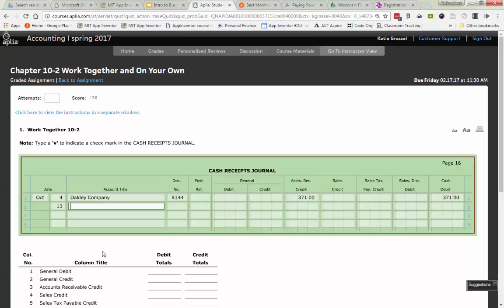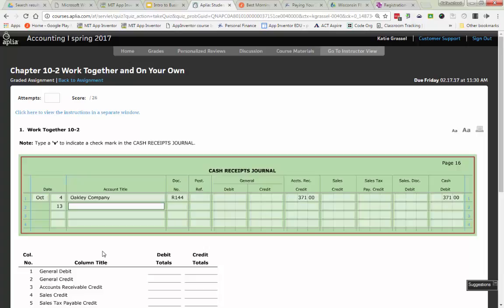Okay, what column, what accounts am I affecting? One is obvious because otherwise we wouldn't be in this journal. We're affecting cash, would you agree? Okay, what's another one? Sales. And there is one more. So I have sales and cash and sales tax payable.